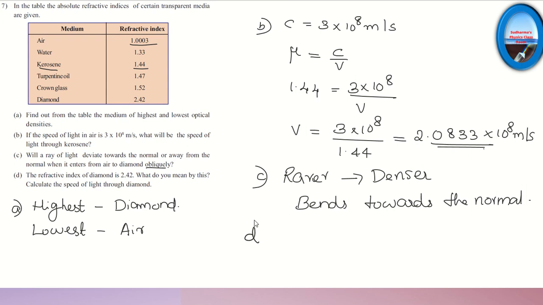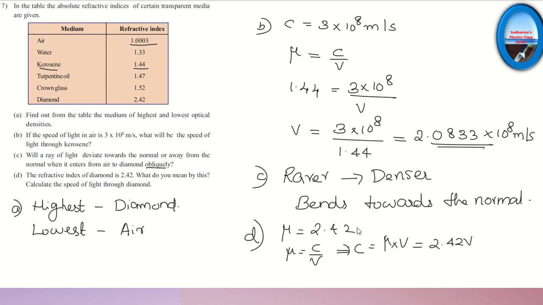Now question D. The refractive index of diamond is 2.42. What do you mean by this? Calculate the speed of light through diamond. So refractive index mu is equal to 2.42. This is very similar to our question B. So here refractive index of diamond is given. What do you mean by the statement? So we know that mu is equal to C by V, or that means C is equal to mu into V. So in this case, C is equal to 2.42 times the speed of light in diamond. So the light travels 2.42 times faster in air than in diamond. That is the meaning of it.